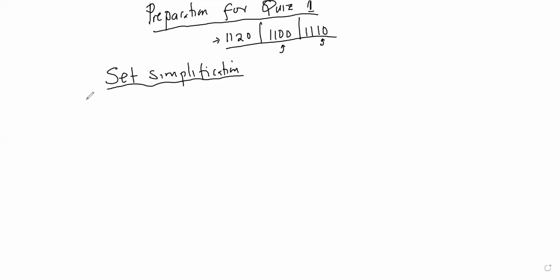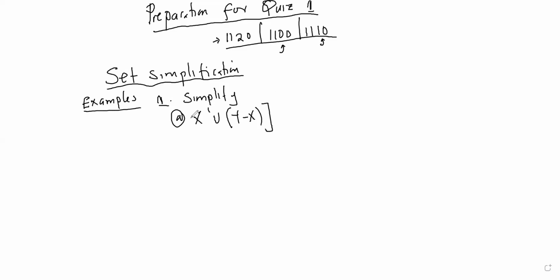So, examples. One, simplify x complement union y minus x, complement. So this is going to be, remember how the complement from outside, when it comes inside, it changes the operation. If you have union, it makes it intersection. And then here we have double complements, intersection, y.